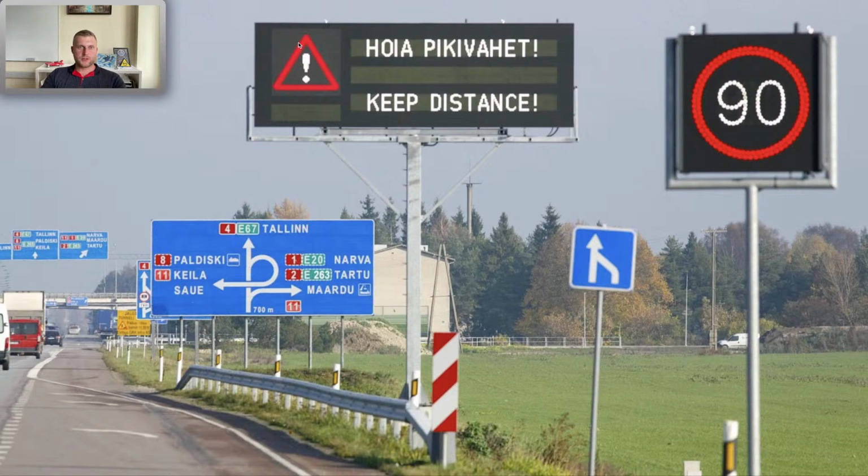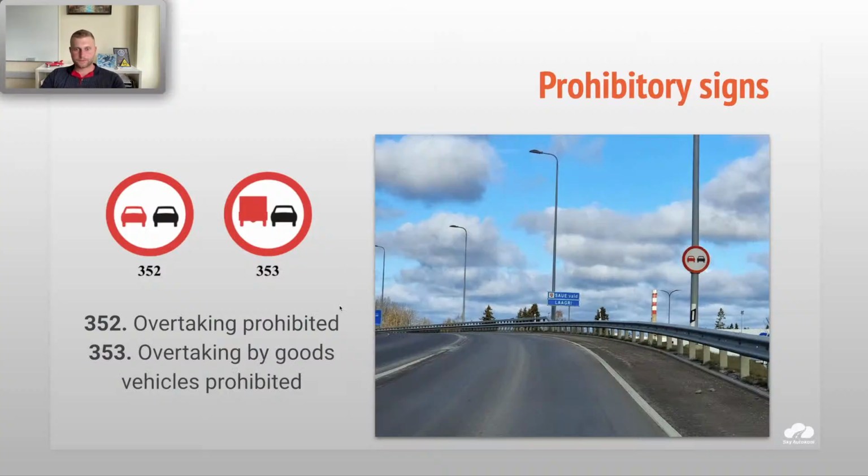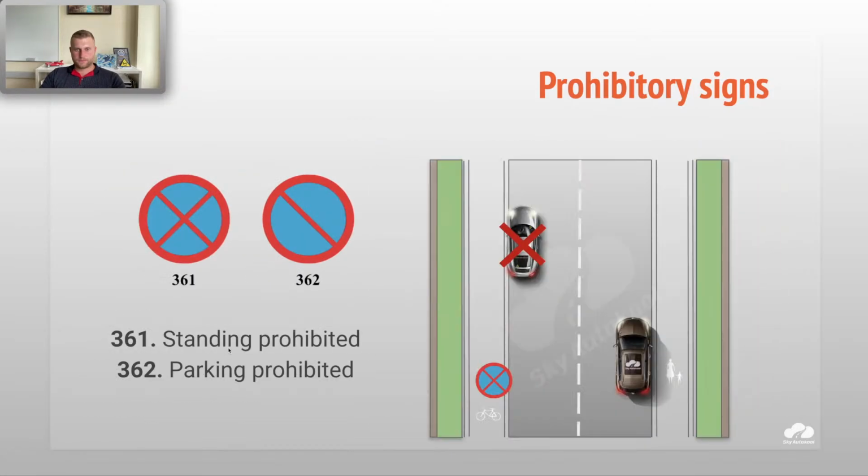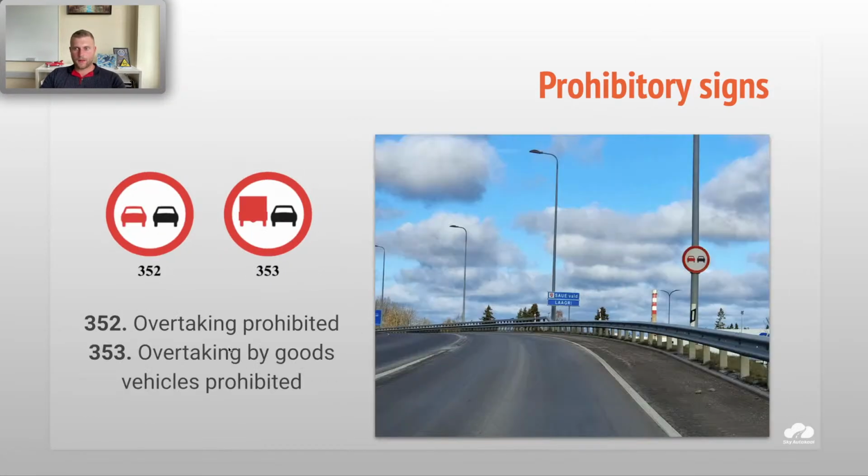And also one more digital information panel, like keep distance, keep the separation distance. Then no overtaking. So all vehicles are not allowed to overtake if you see this sign. This sign is valid also until the first intersection. And overtaking for trucks: trucks cannot overtake, but casual cars can overtake with that sign.